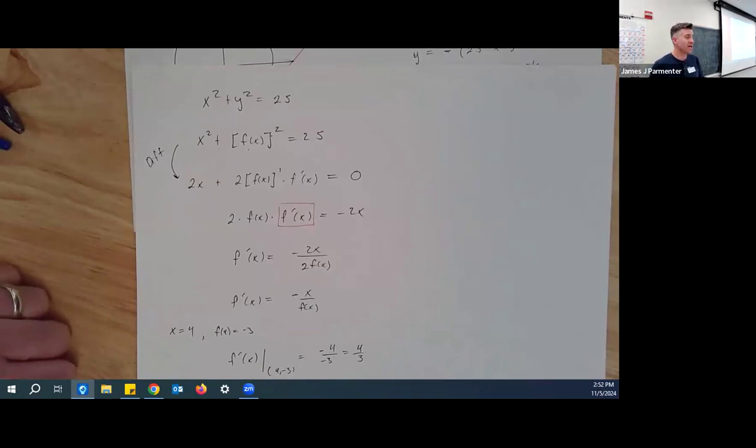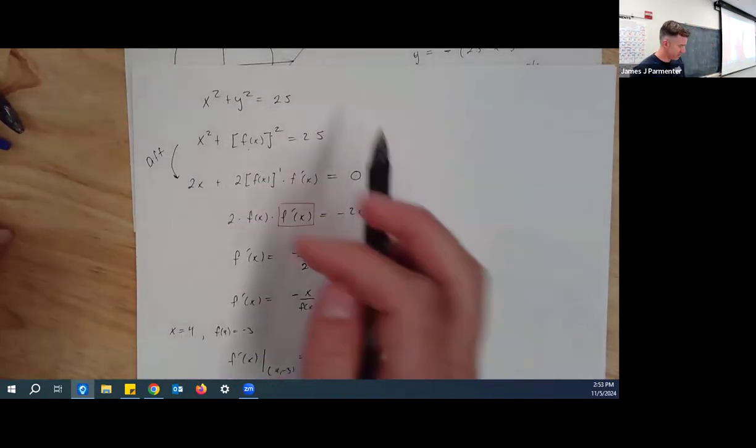And this is the whole idea of implicit differentiation, that we're going to assume, or that it's implied, that y is a function of x, and then we're going to take the derivative, just pretending like y is a function of x the whole time, and then at the end of the day, solve for the derivative in terms of x and y.